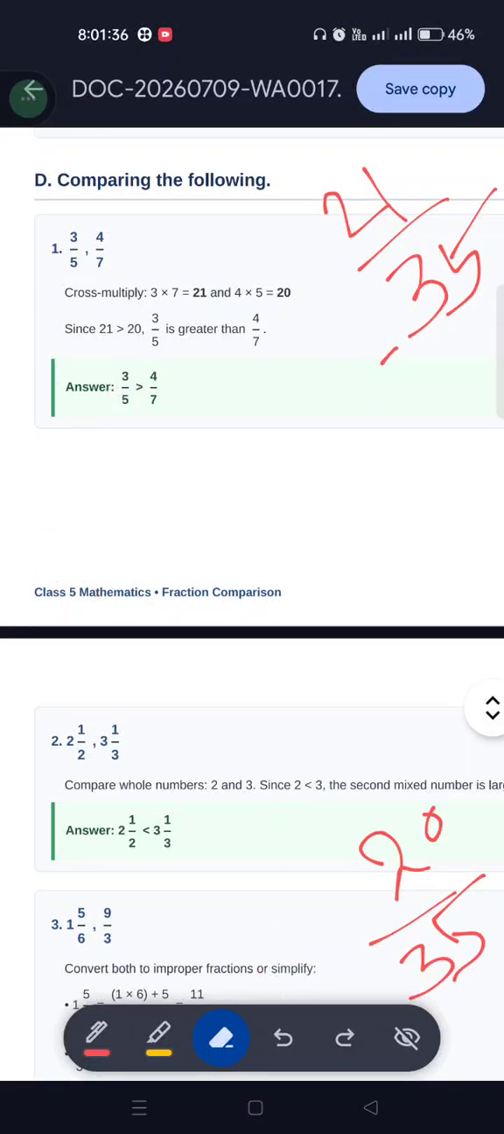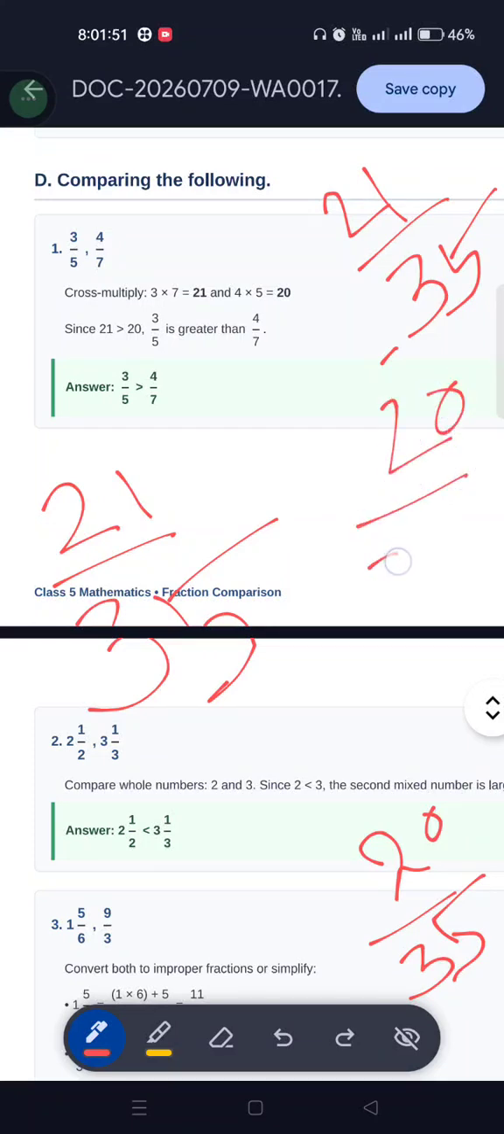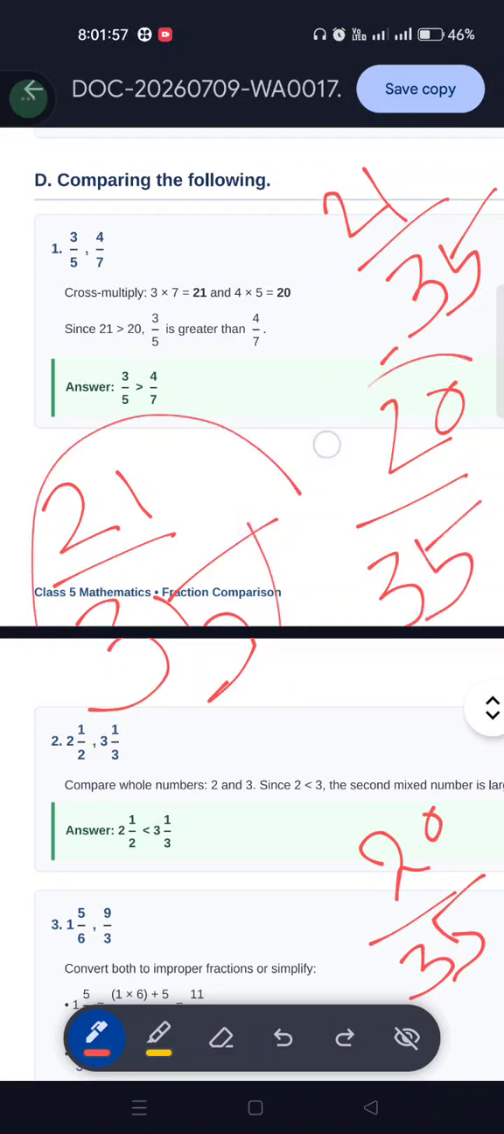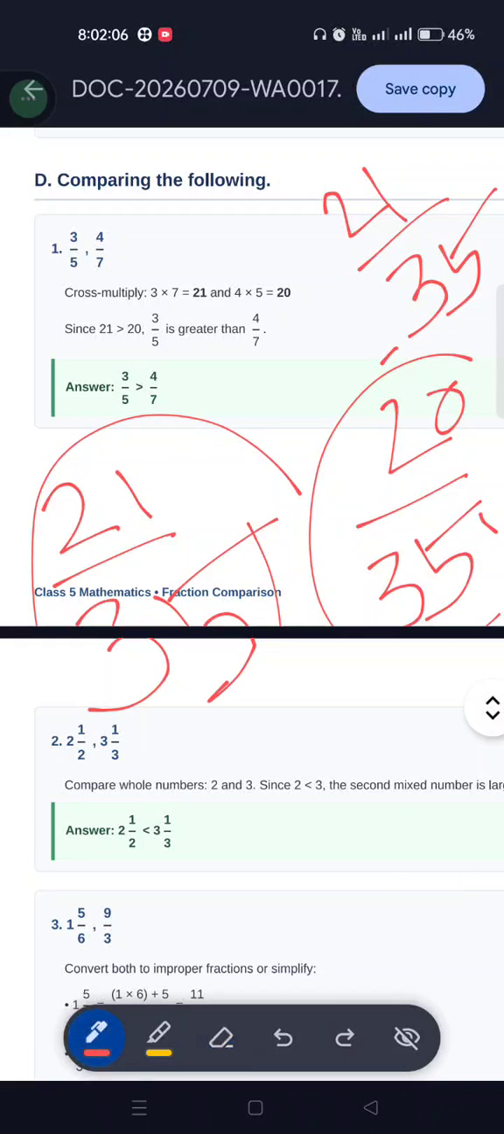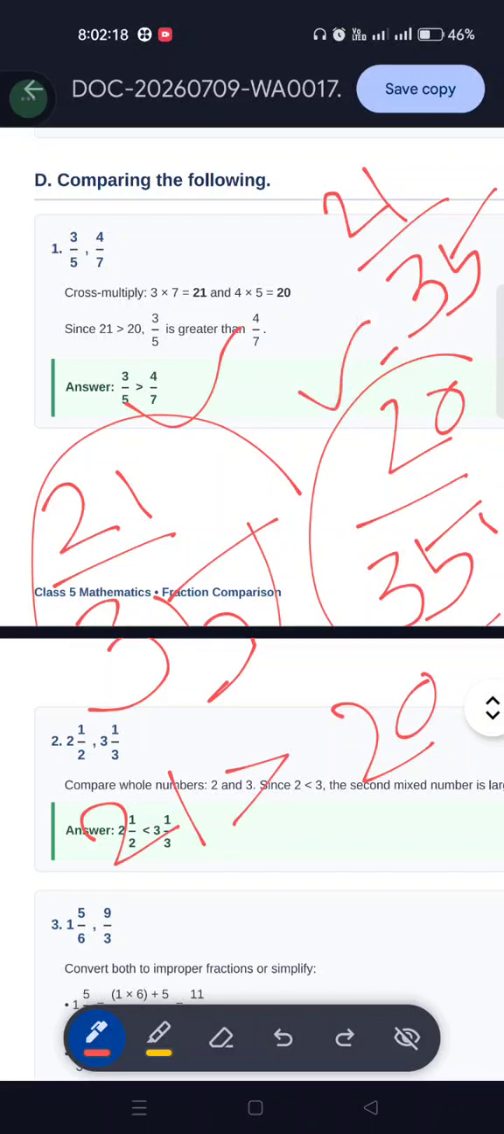So now you are getting only two fractions. On one side you are getting 21 upon 35 and on the second side you are getting 20 upon 35. Now you need to compare these two fractions, 21 upon 35 and 20 upon 35. What will you observe here? You can observe that 21 is greater than 20. So we can say that the fraction 21 upon 35 will be greater than the fraction 20 upon 35.